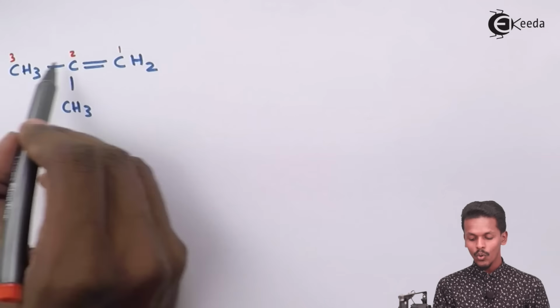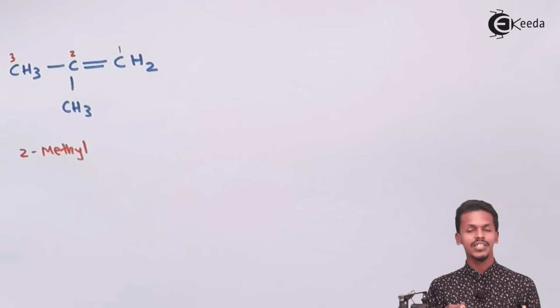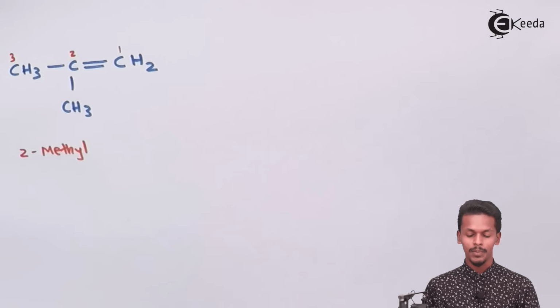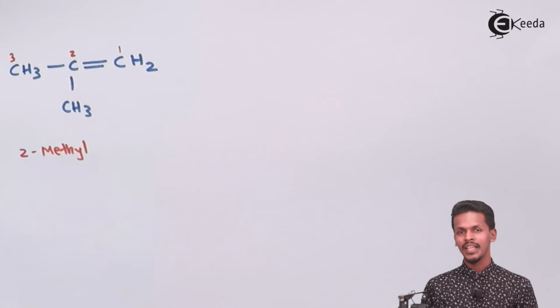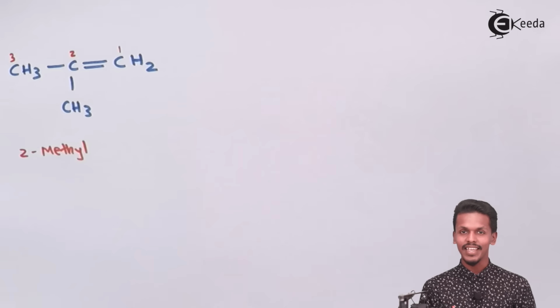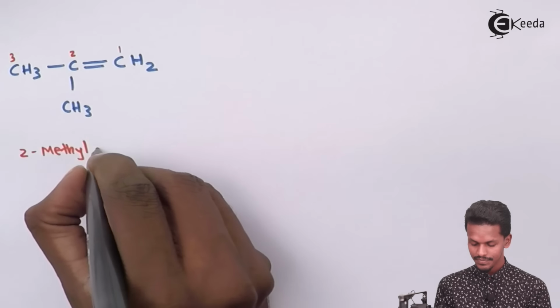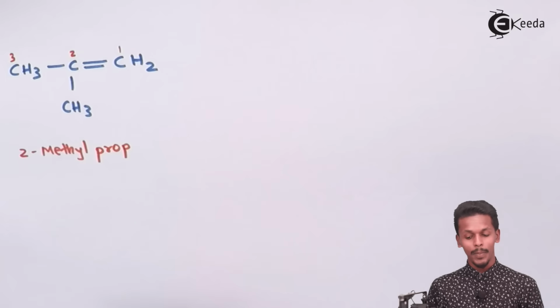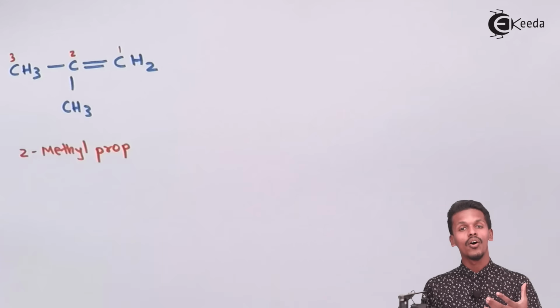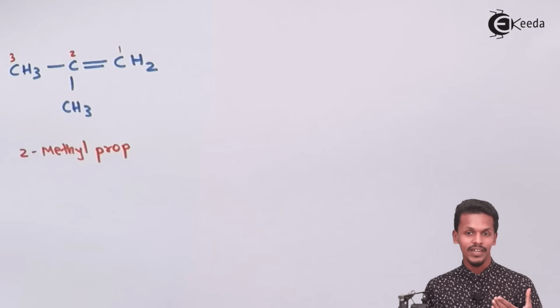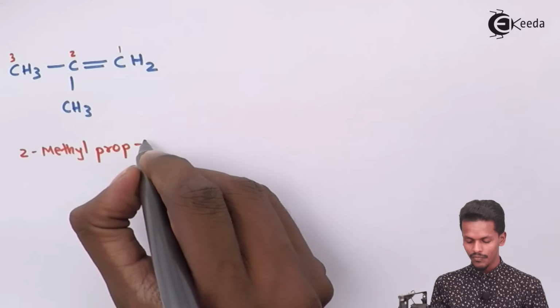And this overall molecule, having a straight continuous chain of carbon atoms, consists of 3 carbon atoms, and 3 carbon atoms means propane. But this is not an alkane, this is an alkene. So therefore the name of this would be prop. But the position of unsaturation, or we could say the position of the double bond, starts from carbon number 1. So therefore the name of this would be prop-1-ene.